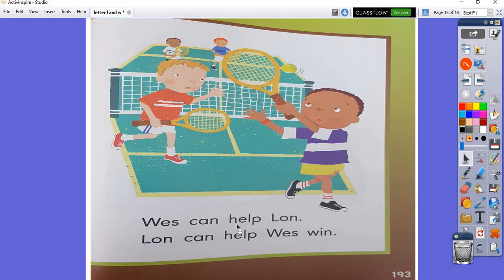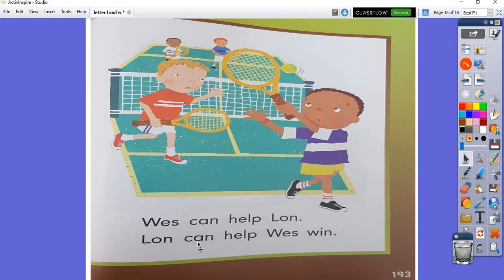can help Lon. This boy, they are also having a game. They have tennis. They are doing a tennis game. Okay, now they are playing. Two teams, two children are here and two on that side. Wes can help Lon. The boy Wes, he is helping Lon.